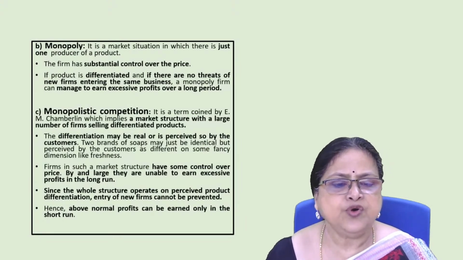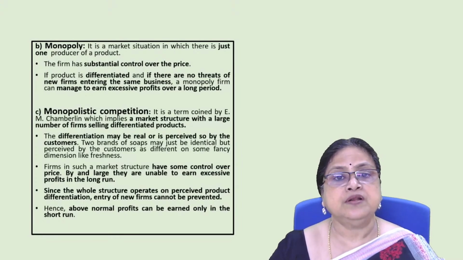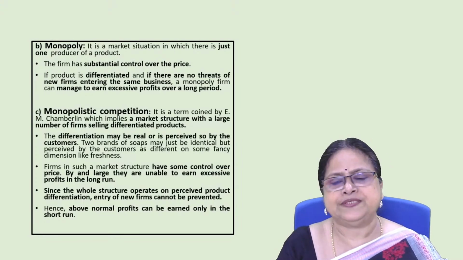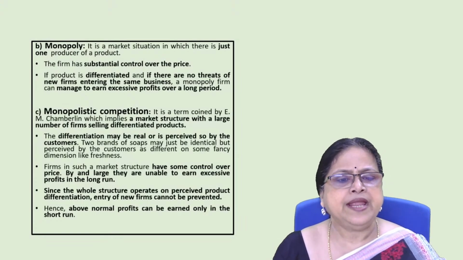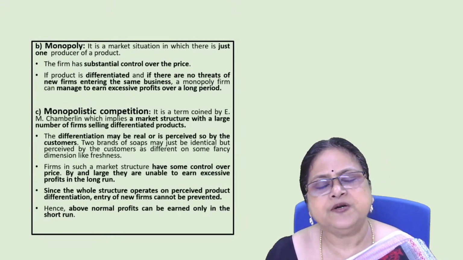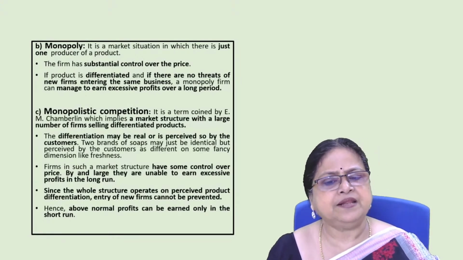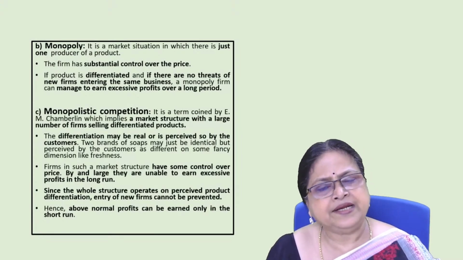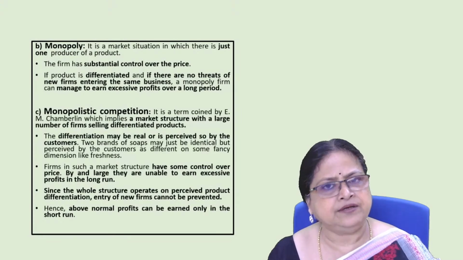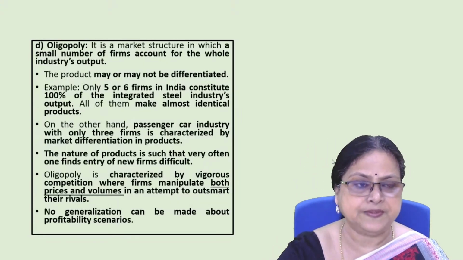In monopolistic competition, though they have some control over price, they are unable to earn excessive profits in the long run. The structure operates on perceived product differentiation, what you perceive. It depends on the customers. Entry of new firms cannot be completely prevented. Hence, above normal profits can be earned only in the short run, but in the long run, other firms can enter the market, and excessive profit is not possible.